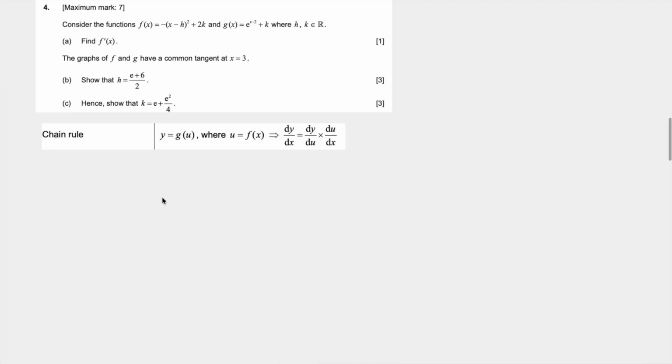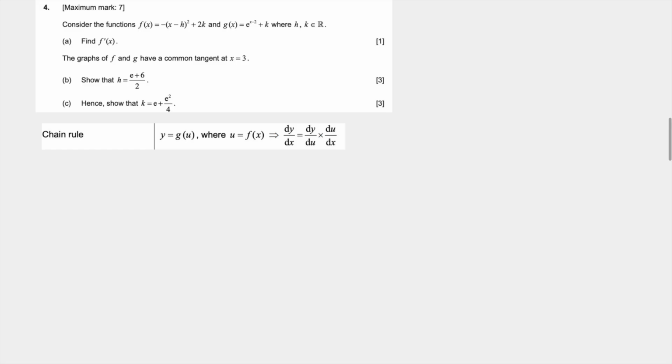Moving on to question 4, we have a differentiation question. We have two functions, f of x which is equal to minus (x minus h) squared plus 2 multiplied by k, and g of x which is equal to e to the power of x minus 2 plus k, where h and k are real numbers. The first part of this question, we are asked to find the first derivative of f of x.